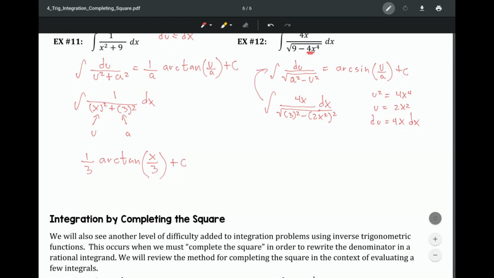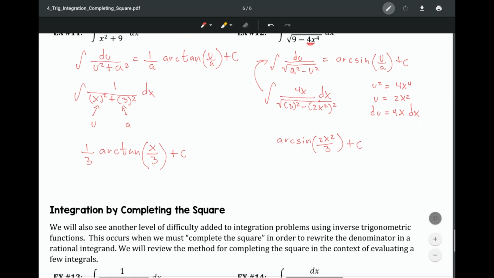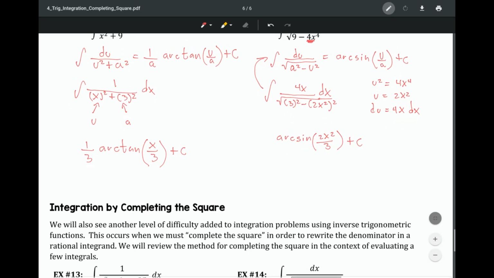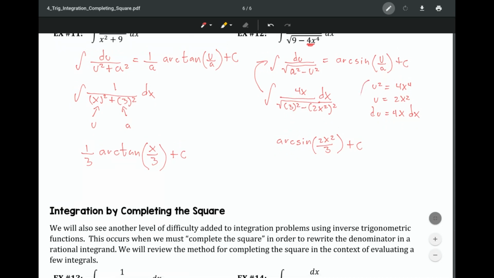So now the answer, therefore, is going to be the arc sine of u over a, which is 2x squared. U was 2x squared, A was 3, plus c. And that's the answer. So if you recognize the pattern, this one's a lot easier, right? And a lot of this, like u and du and finding out what the constant is, I think a lot of that you can just look at the problem and try to do in your head, see if it even works.